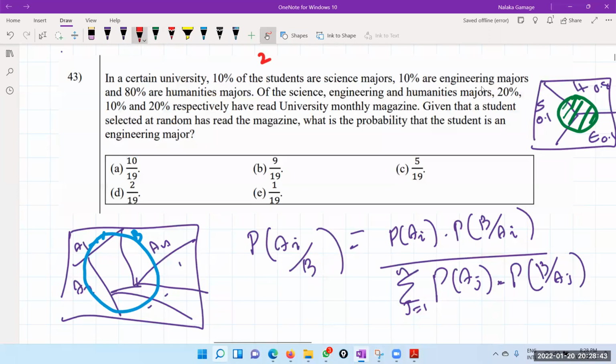Science 20%. 20% means 0.2. Engineering 10%, 0.1. From the humanities, 0.2 has credit. Right? 0.2, 0.1 and 0.2.